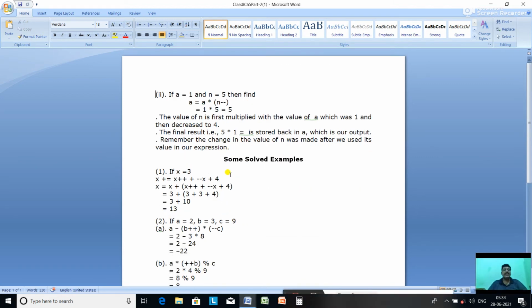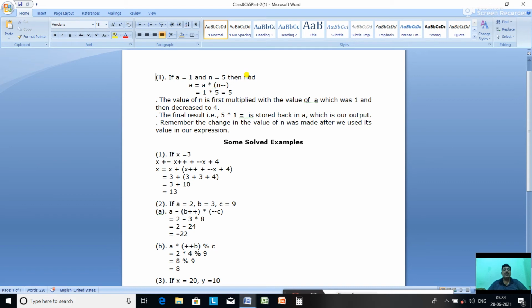Now see the second example. If a equal to 1 and n equal to 5, then find a equal to a into n minus minus. So it is using decrement operator, postfix. So a value is 1 and the initial value of n is 5. The first 5 into 1 will take place. So output will be 5. The 5 will be stored in a, and after that n value will become 4. That means n minus 1, 5 minus 1, 4.